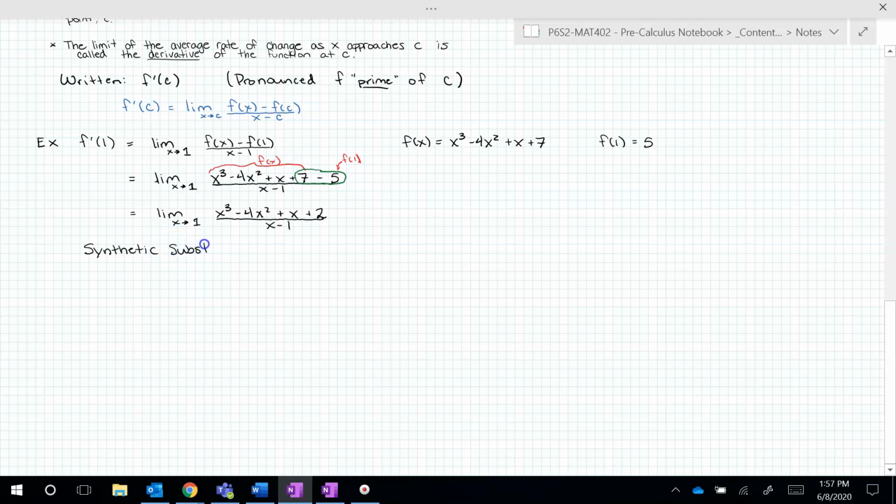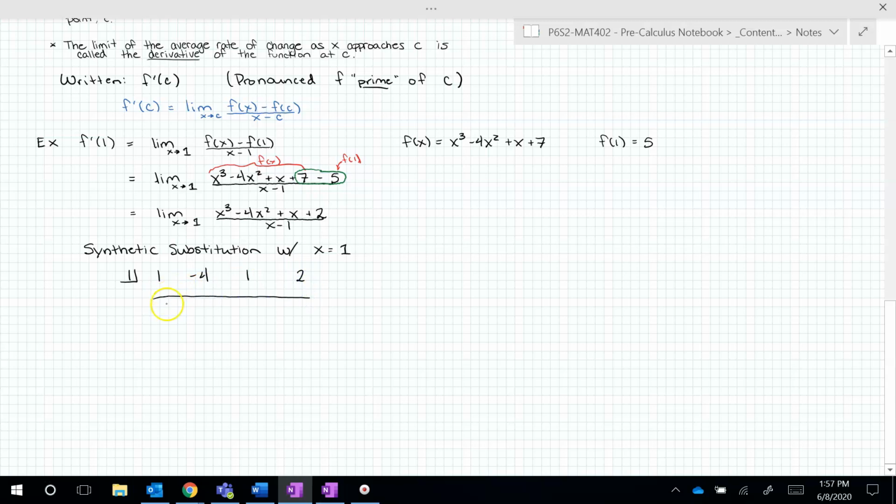So I'm going to do the synthetic substitution where my x is equal to 1, the value that would make this denominator 0, the value of x, right? That would be that factor. If x minus 1 was a factor of this numerator, x equals 1 would be a 0 of that function. Right? So I put in the 1 up here, right up in the top corner there. The coefficients of the numerator, 1, -4, 1, and 2.